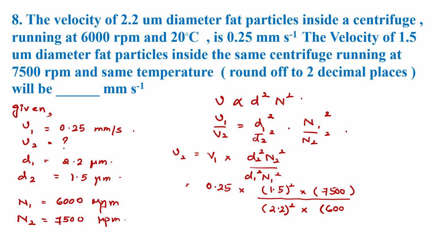Calculating this, we'll get the value of V2, which will be around 0.18 mm per second. Now we have to round it off to 1 decimal place. So we can write like V2 is equals to approx 0.2 mm per second. So this will be my answer.